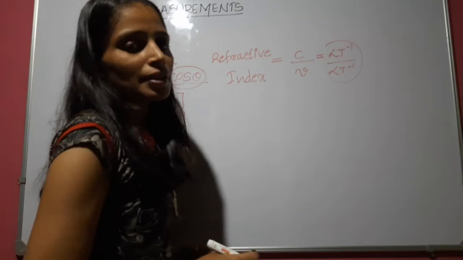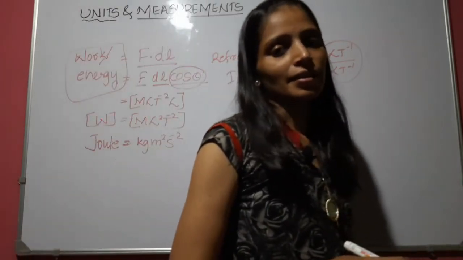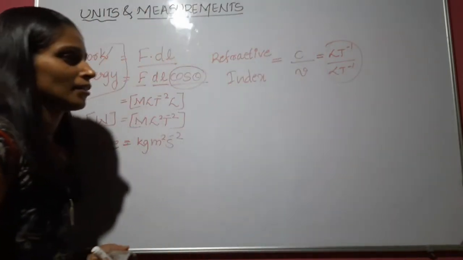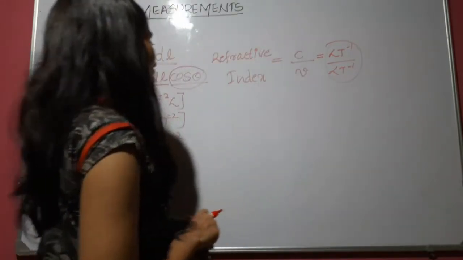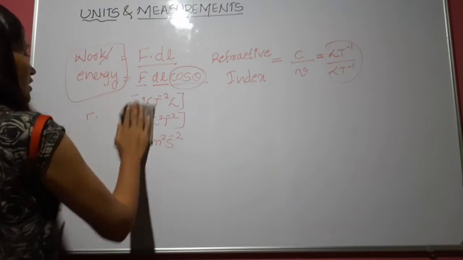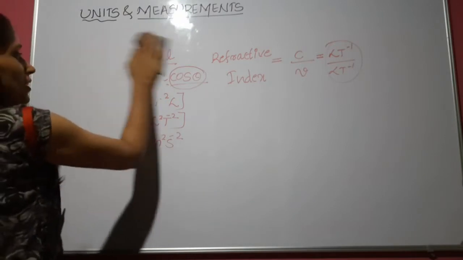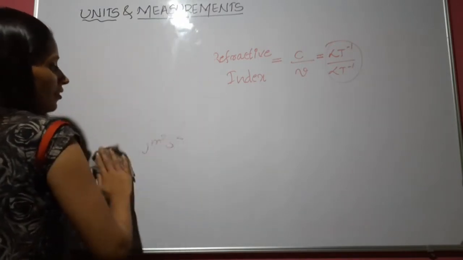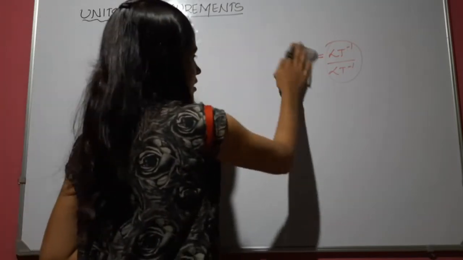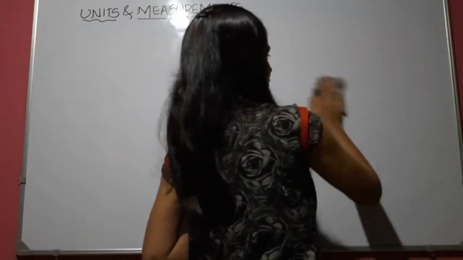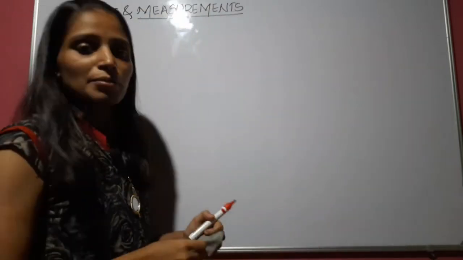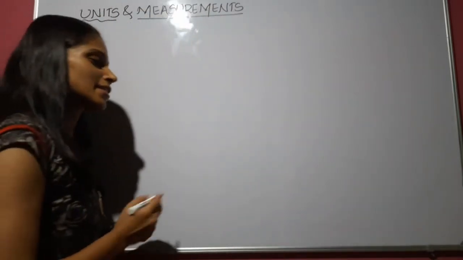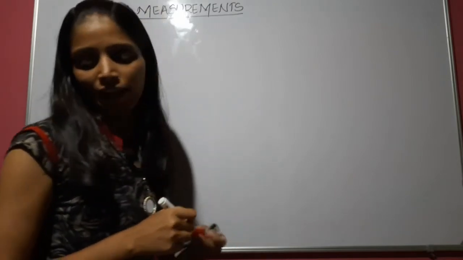There are many dimensionless physical quantities. So I think you have to go through the book. These are some of the physical quantities and their dimensional formulas. Next we will see dimensional analysis and its application.